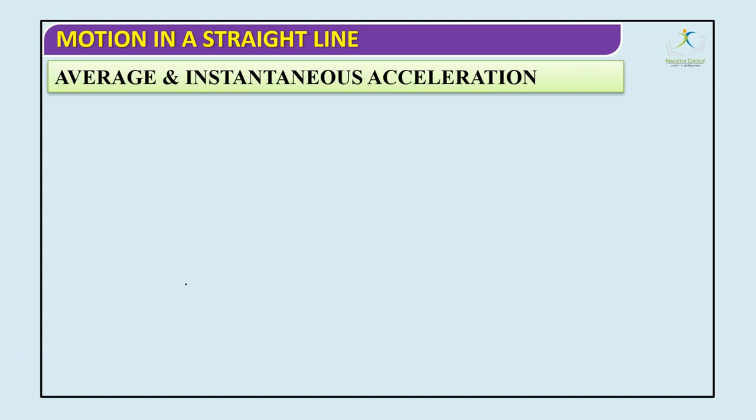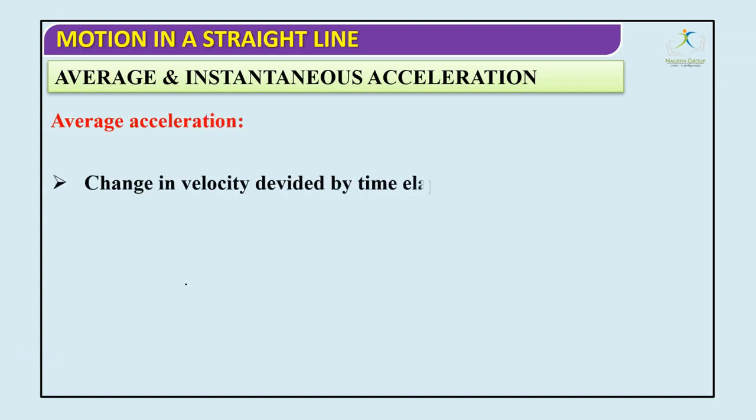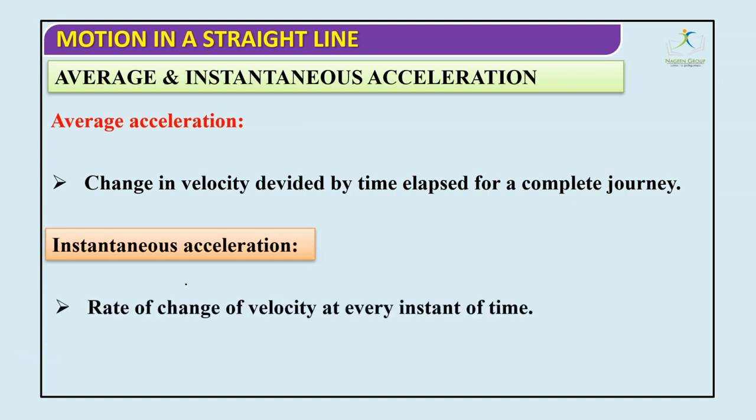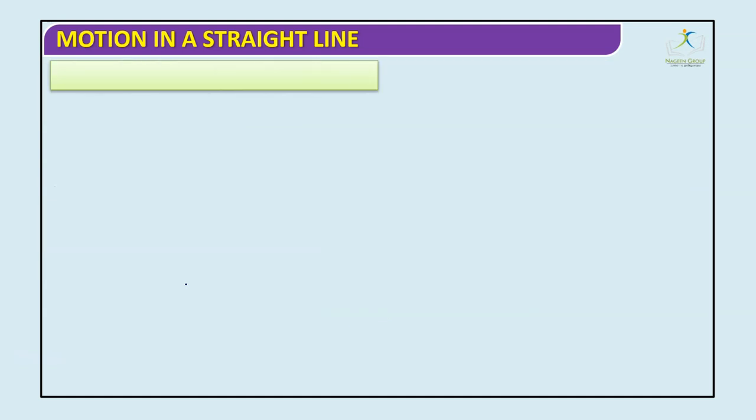Average and instantaneous acceleration. Average acceleration is the change in velocity divided by time elapsed for the complete journey, which leads to the instantaneous acceleration, the rate of change of velocity at every instant of time.